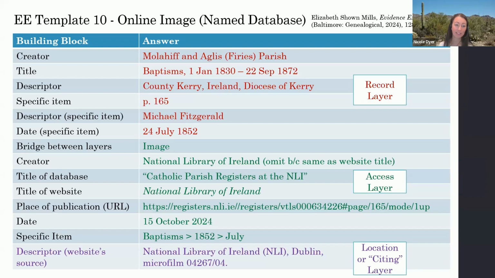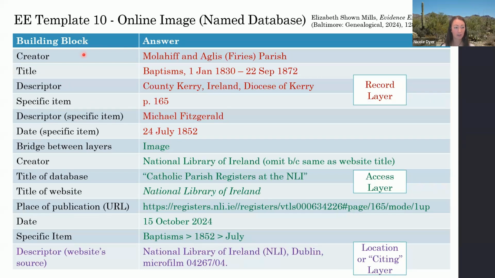Now, there's another way we could make the citation, and the way that you might want to do it is by using Evidence Explained, 4th edition, template 10, which is an online image with a named database. And this is template 10. Let's talk about each layer because this is going to be a 3-layer citation: the record layer, the access layer, the website that we accessed the image through, and then the location or the citing layer.